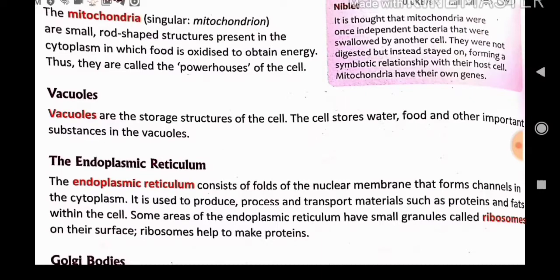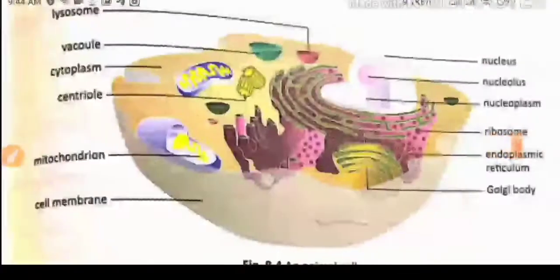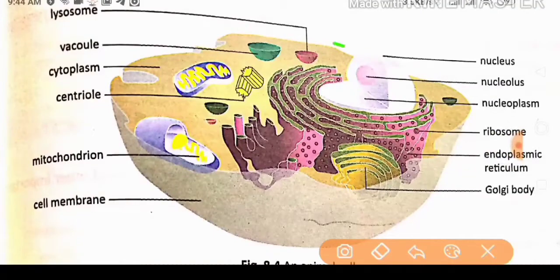Vacuoles are the storage structure of the cell. The cell stores water, food, and other important substances in the vacuoles. So vacuoles are the storage organelles, in which food and water are stored.